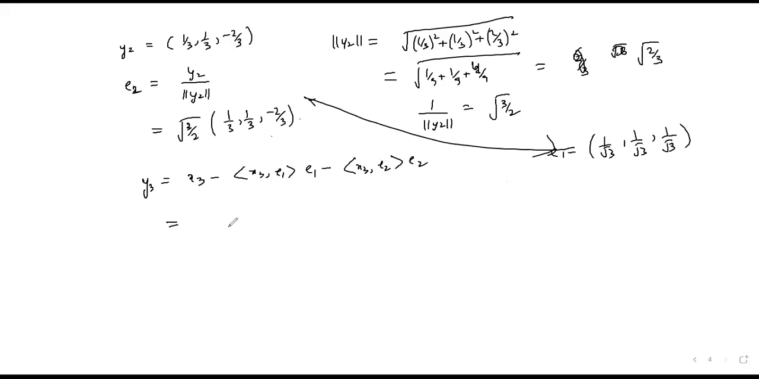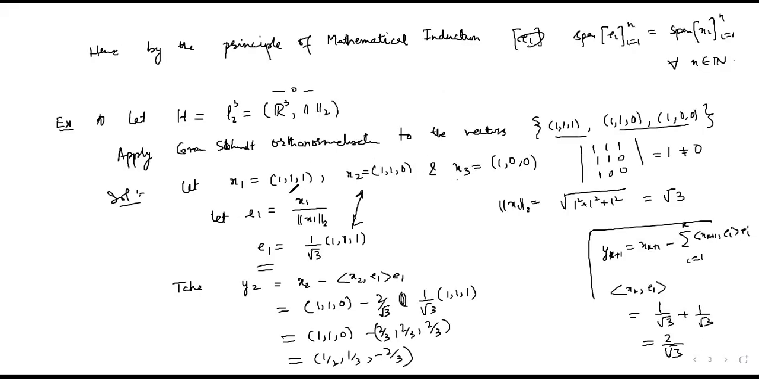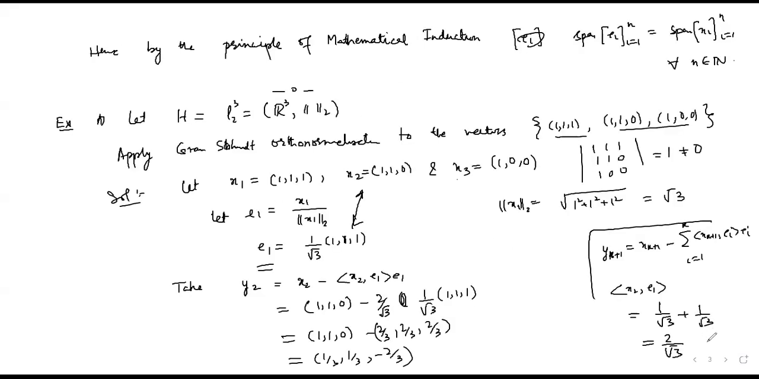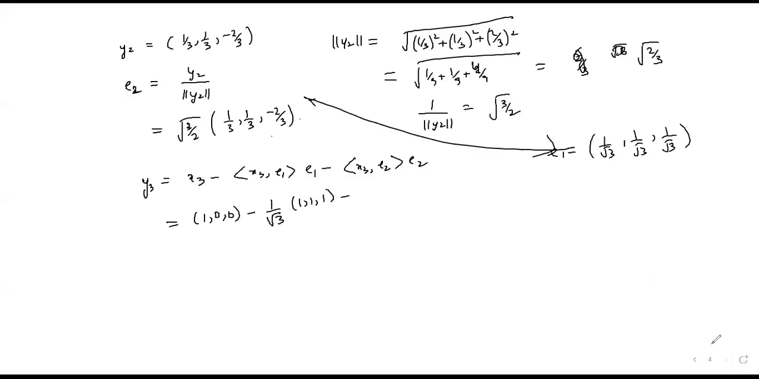अब x3 किसके बराबर है? x3 was 100 I think. 100 और x3 का even के साथ inner product. x3 का even के साथ जो inner product होगा, even कहाँ गया? That's 1 by root 3. So it is 1 by root 3 into even, that's 111 minus x3 का e2 के साथ inner product. कहाँ गया मेरा e2? e2 तो यहाँ है. E2 के साथ आएगा इसका inner product root 3 by 2 into 1 by 3 into E2.